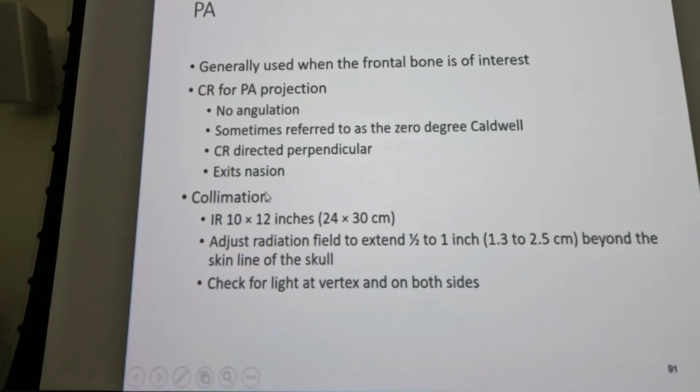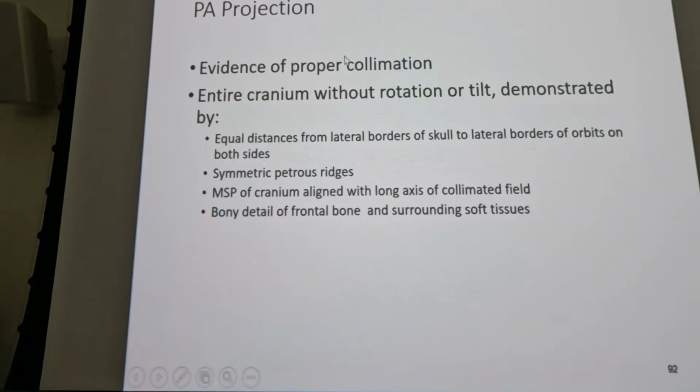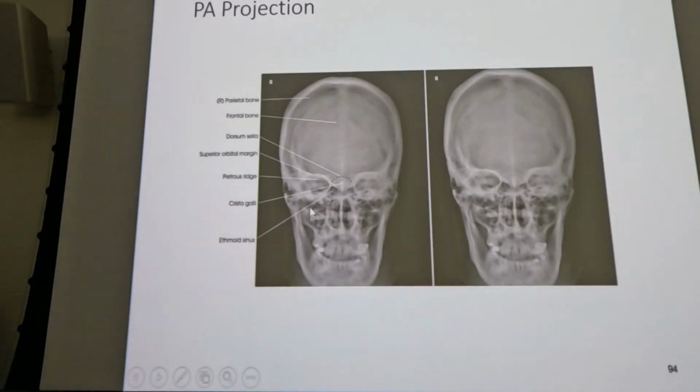So the central ray is going to exit at the nasion. You're going to look for all the same stuff that we looked for before: proper collimation, no tilt, no rotation. But now we're going to look for symmetry of the petrous ridges and where the petrous ridges are going to be. So this is your PA. See how the orbit looks kind of almond shaped or kind of oval? And then don't mistake this for petrous ridges. Petrous ridges are going to go straight across this way. That is the lesser wing of the sphenoid bone that you're looking at right there. So petrous ridges go straight across.